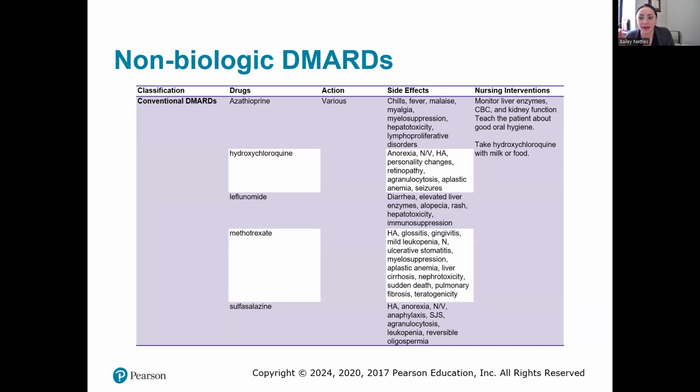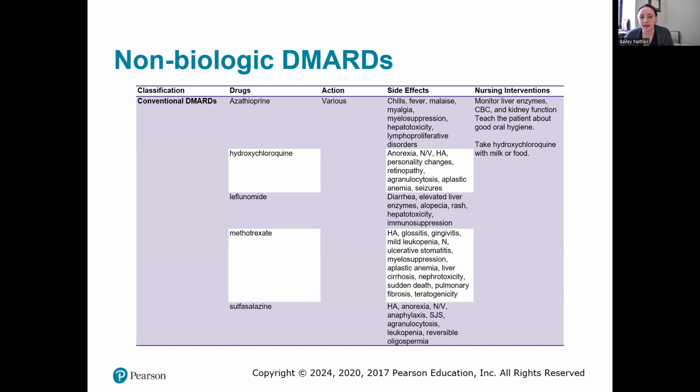Agranulocytosis and seizures. Aplastic anemia is similar to anemia, but where anemia can be from iron deficiency, this one cannot. This is only from bone marrow suppression. The other thing with that is if you have aplastic anemia, you may bleed easily. We'll talk about it a little later, but soft toothbrushes, and we're going to tell them to monitor for bruising or bleeding or things like that.